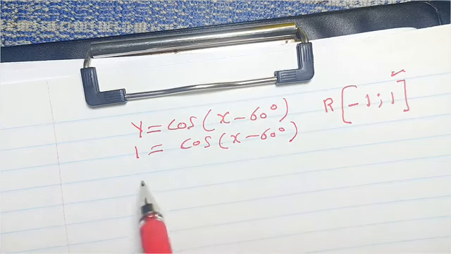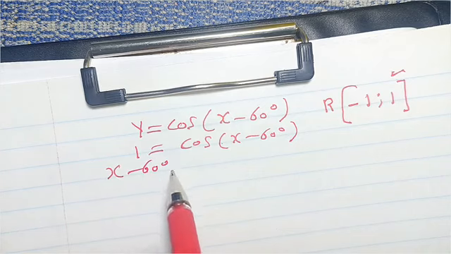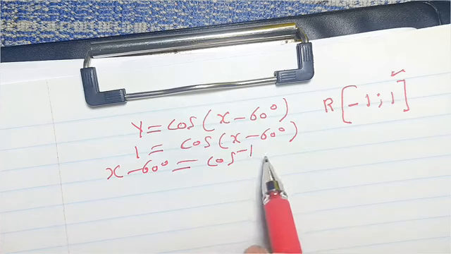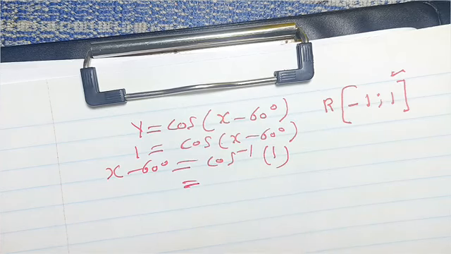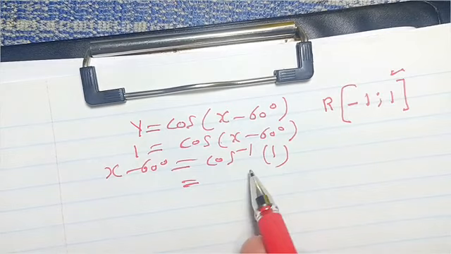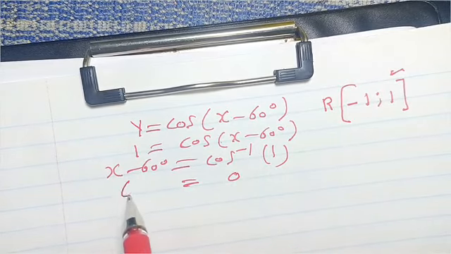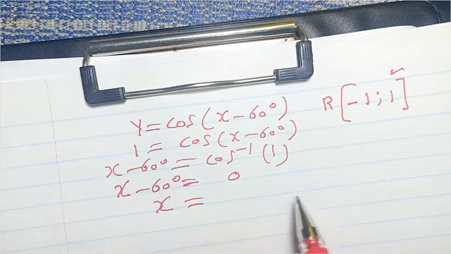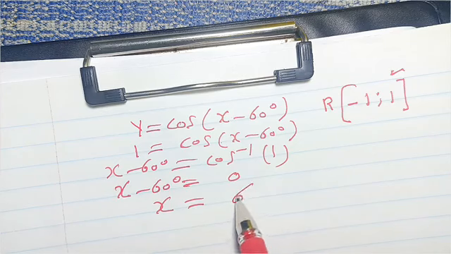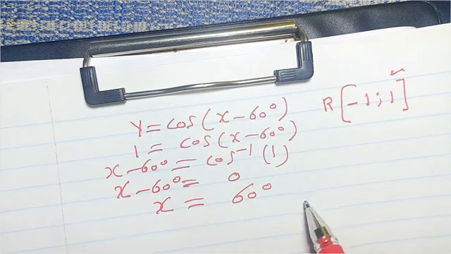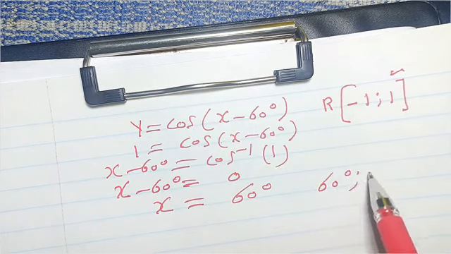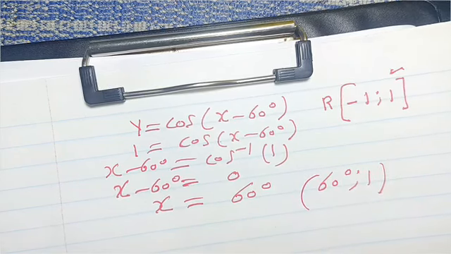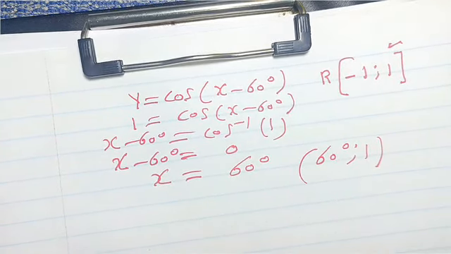So I swap around now: x minus 60 degree is going to be cos inverse 1. Use the calculator. Cos inverse 1 is equal to 0. So x minus 60 degree equals 0, therefore x equals 60 degree, when I move the negative 60 degree to this side it becomes positive 60 degree. So x is 60 degree and the y value is 1. There we go. This is the second method to find the turning point.